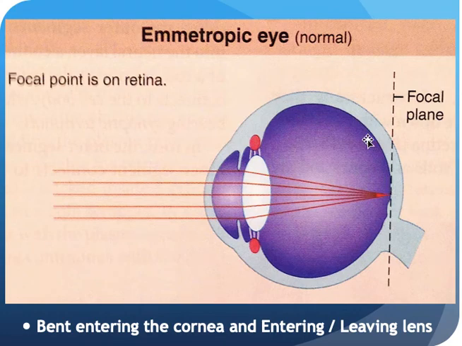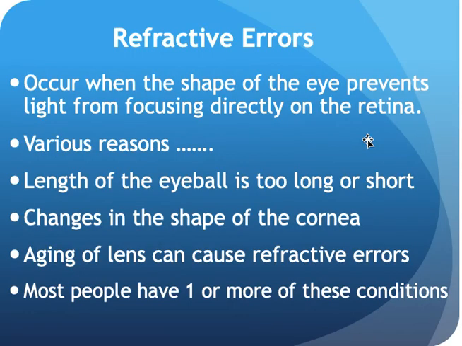When we think of vision, a lot of times we think about what happens when people have bad vision. This is what's happening: we just don't do a very good job at this focusing. Refractive errors are when you have bad vision. They occur when the shape of the eye prevents light from focusing directly on the retina. It can be for various reasons: the shape of the eyeball, the length of the eyeball, aging of the lens. Most people are going to have one or more of these conditions that lead to their poor vision.